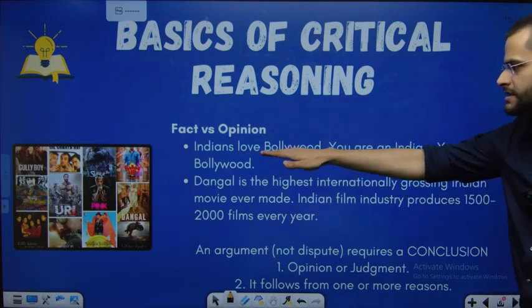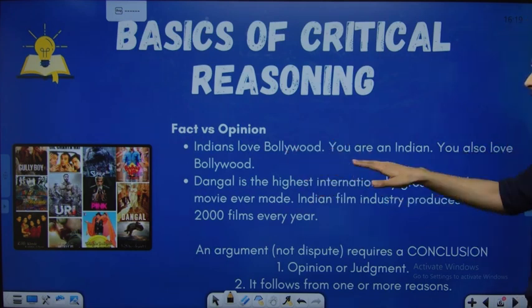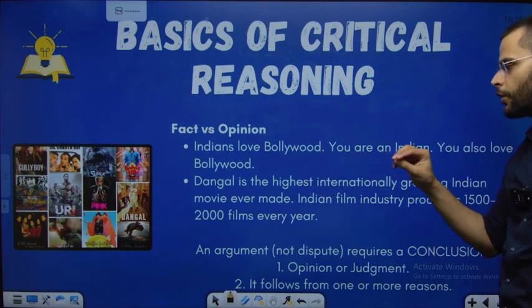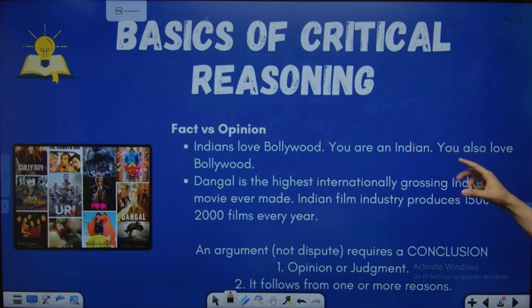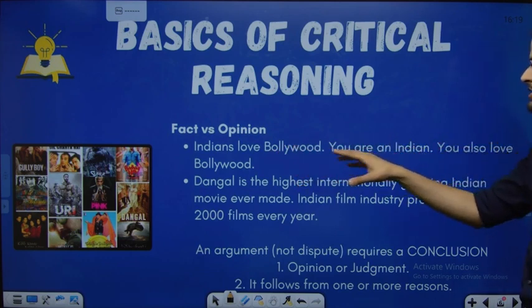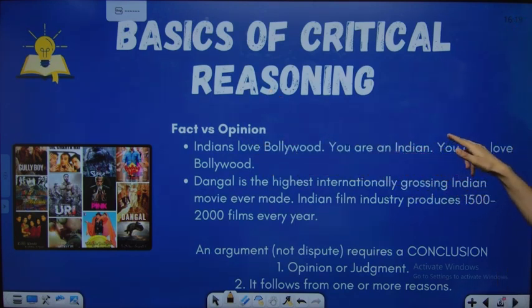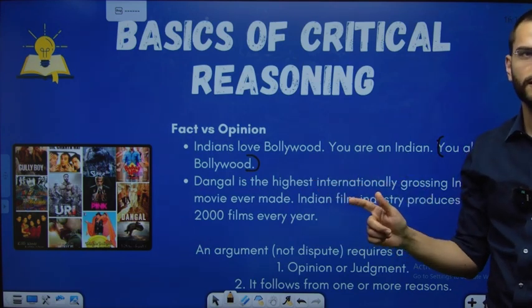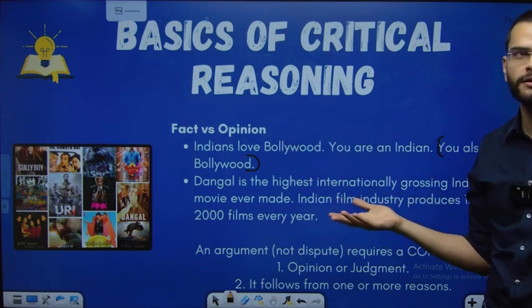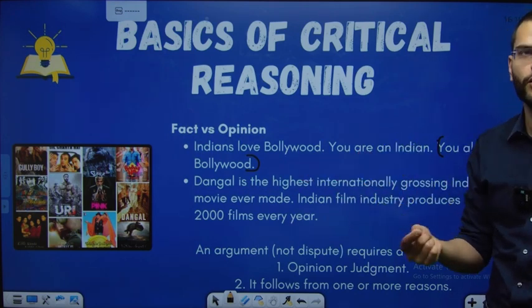Now, "Indians love Bollywood" in itself is a subjective statement, or it's an opinion. "You are an Indian." So in this case, the author who has written this particular statement is talking about some person. And therefore, the author, based on these two statements, one of which is his opinion, and the second one, which might be a fact, is coming to a conclusion that you also love Bollywood. Now, this part is subjective. It's not certain. On the basis of these two statements, he's trying to get to the point that you also love Bollywood, but that may or may not be true.